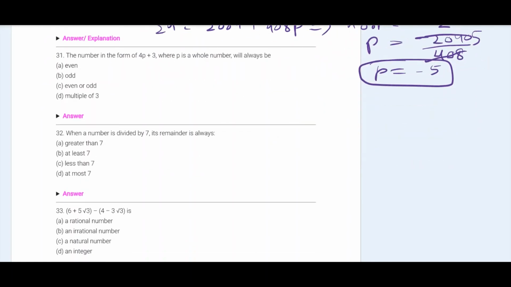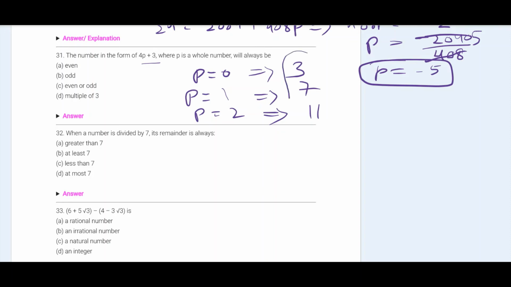Moving on to the next question, 31. The number in the form of 4p plus 3 where p is a whole number will always be. Given number is 4p plus 3, p is a whole number. If you put p equals 0, you will get 3. If p equals 1, this is 7. And if p equals 2, you will get 11. So these are always odd numbers. Even if you put p equals 10, we will get 43, which is again an odd number. So option is B.